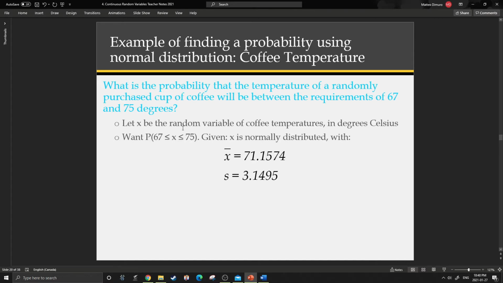So, let x be a random variable of coffee temperatures in degrees Celsius, and basically what we're trying to find is the probability that our random variable x is somewhere between 67 and 75 degrees. Now, given that it's normally distributed, they have to say that; you can't just willy-nilly apply the normal distribution. You have to know it's a normal distribution or be told it's a normal distribution if it's a question. So, as long as it says it's normally distributed, now they're giving us the mean and the standard deviation. You'll notice that the letters are not sigma and mu. That's because this is a sample. Okay, we still use the same formula. So, let us move along.